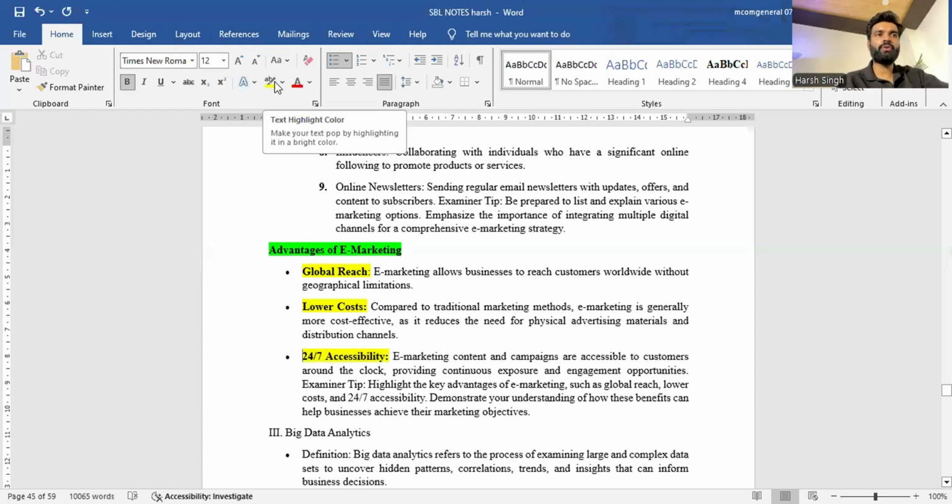That is onto the social media marketing. So these are certain advantages of social media marketing, everyone. I hope these three advantages are clear to all. First of all, we talked about global reach, lower cost, and 24 into 7 accessibility.